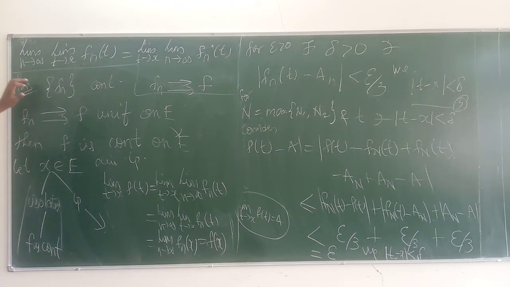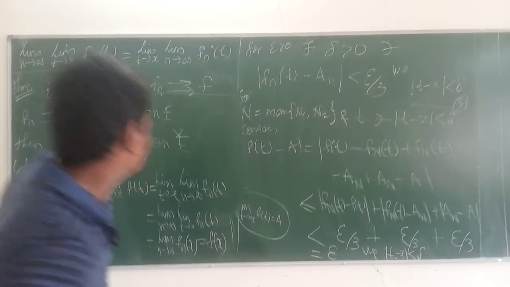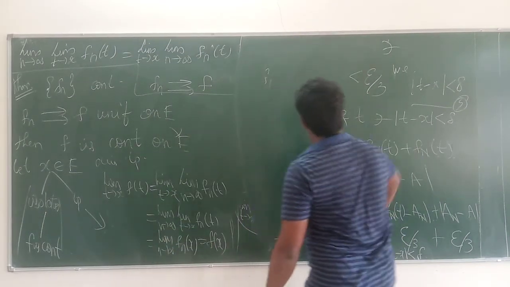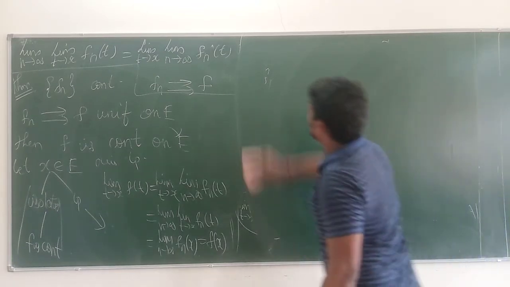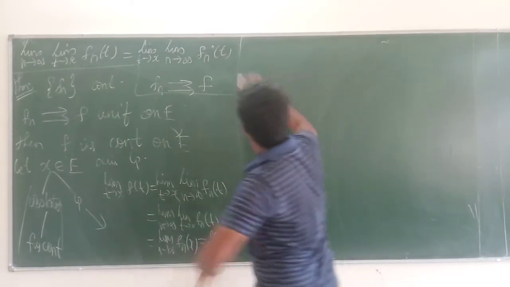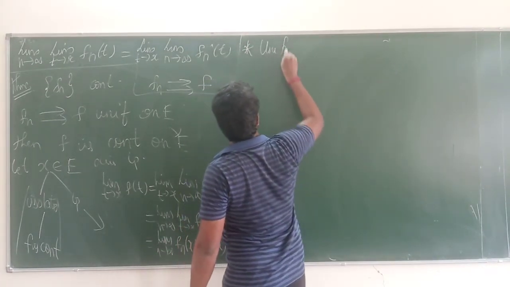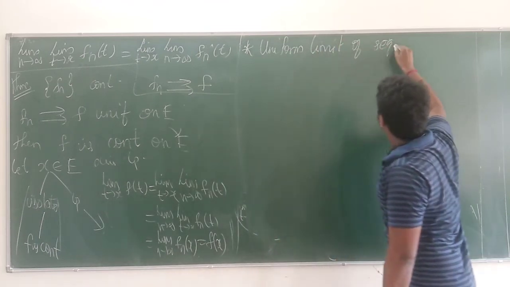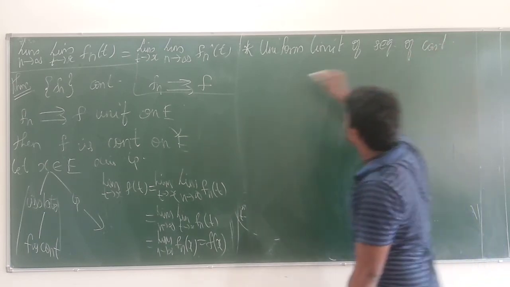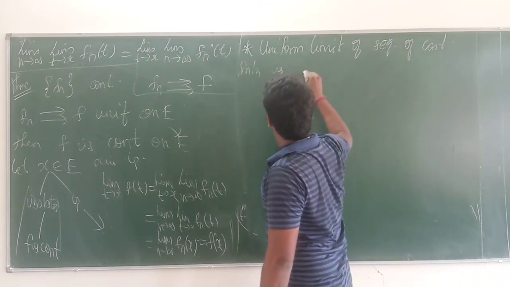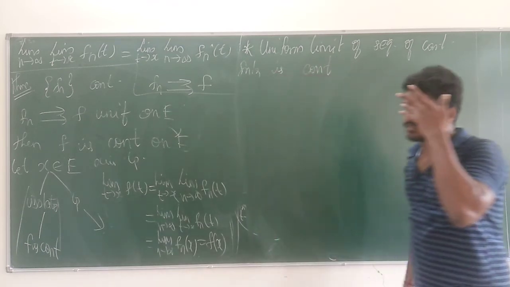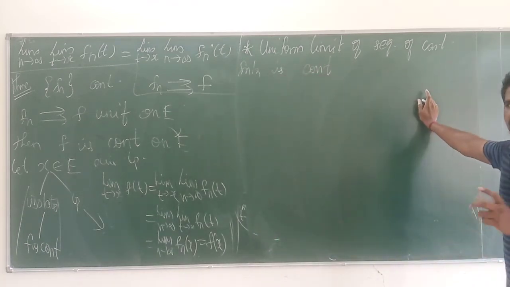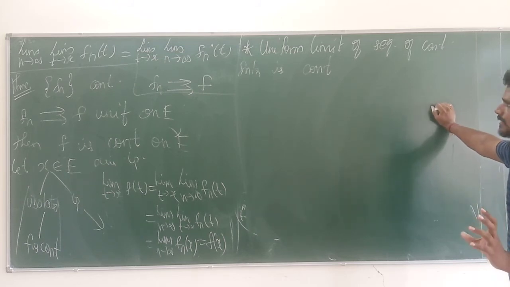So what is the conclusion? Any sequence which converges uniformly, that limit will always be continuous. So the conclusion is: the uniform limit of a sequence of continuous functions is continuous.